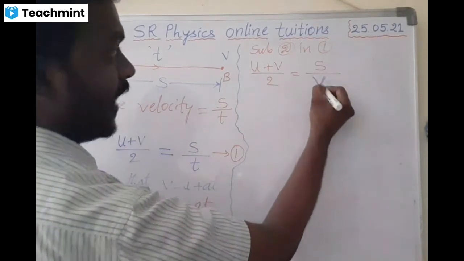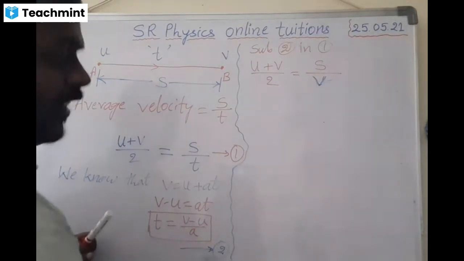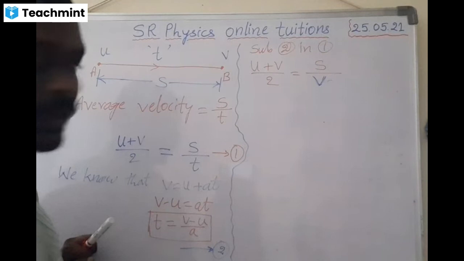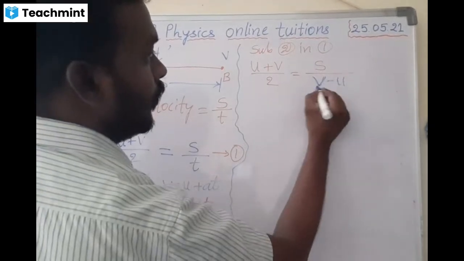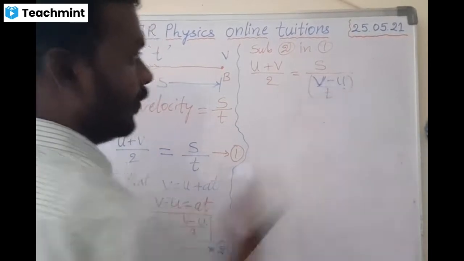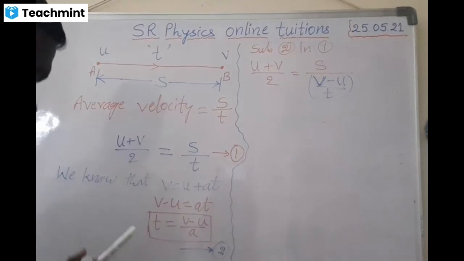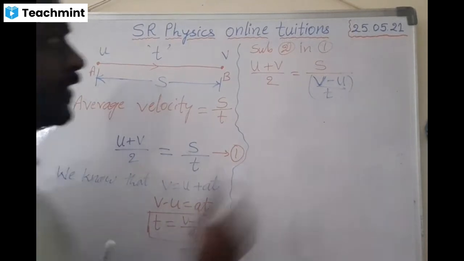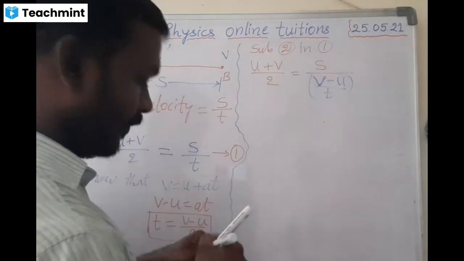That we are taking it as a second equation. Okay, that's it. We are assuming that it is the second equation here. In place of t, we are taking v minus u by a. Now we are doing the cross multiplication. Then what will happen?